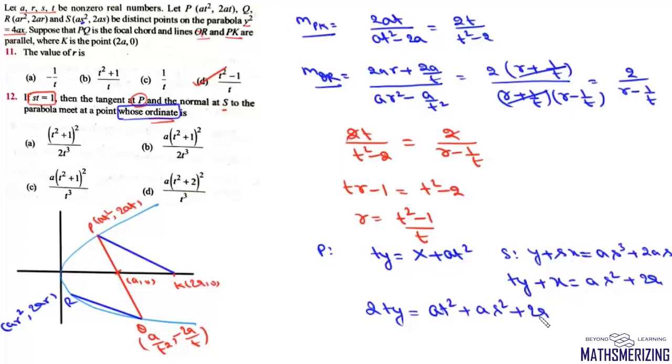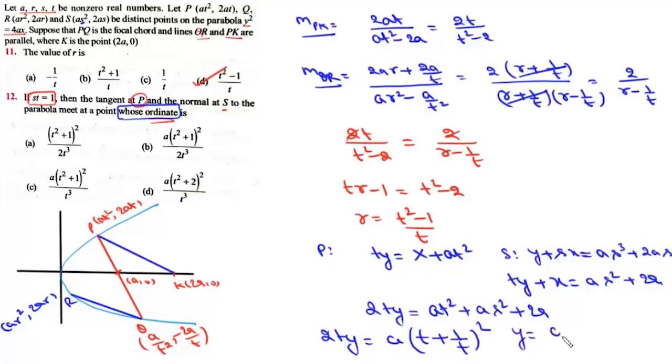Now here we'll take a common and we'll write s as 1 upon t. So we can write this as 2ty, and this is a, and it will be t plus 1 upon t whole square. So its y coordinate will be a times t square plus 1 whole square, and then it will be 2t cube, and that's your option number B.